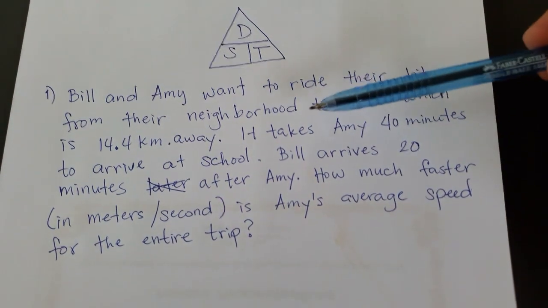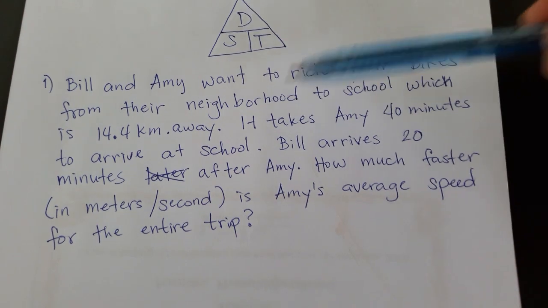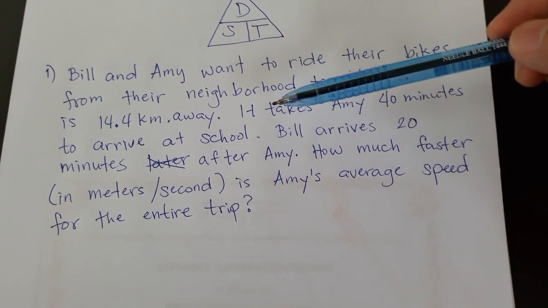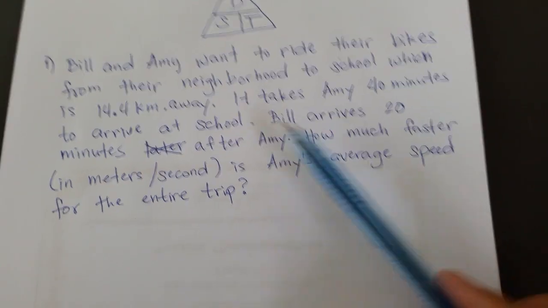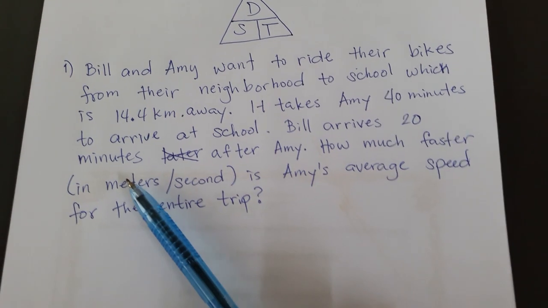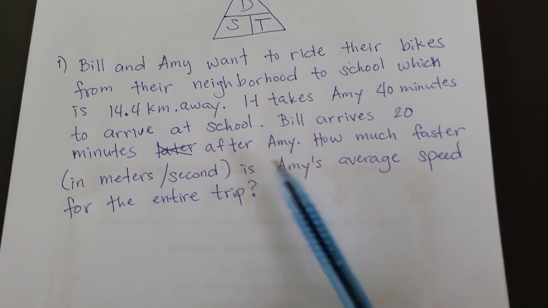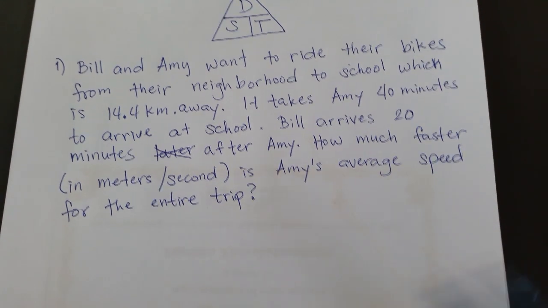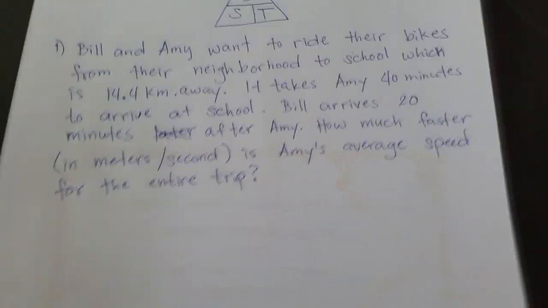Bill and Amy want to ride their bikes from their neighborhood to school, which is 14.4 kilometers away. It takes Amy 40 minutes to arrive at school. Bill arrives 20 minutes after Amy. How much faster in meters per second is Amy's average speed for the entire trip?